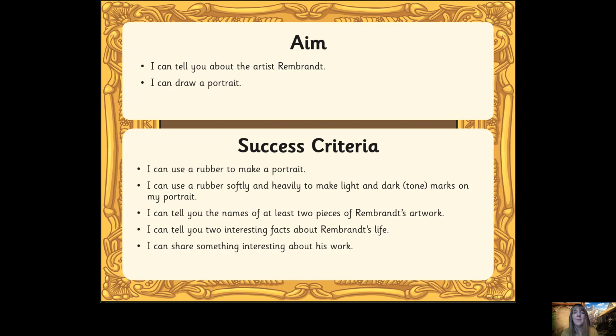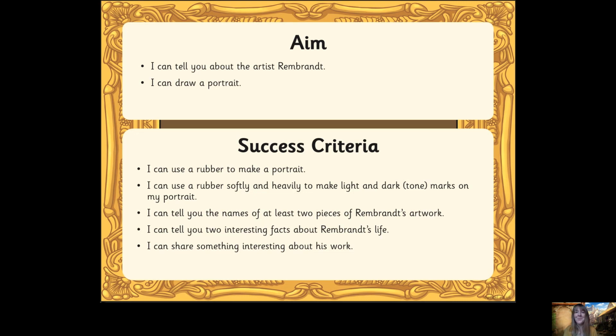So I'm going to be telling you about the artist Rembrandt. I'm going to say the name and then you're going to say it. Rembrandt. And that's his name. You're going to be drawing a portrait and you're going to be using a rubber to draw your portrait. You're going to be using your rubber softly and heavily to make light and dark tone marks on your portrait. And by the end of the lesson, you'll be able to tell me the names of at least 2 of the paintings that he's done. And you'll be able to tell me 2 interesting facts about Rembrandt's life. And you will be able to share something interesting about his work.